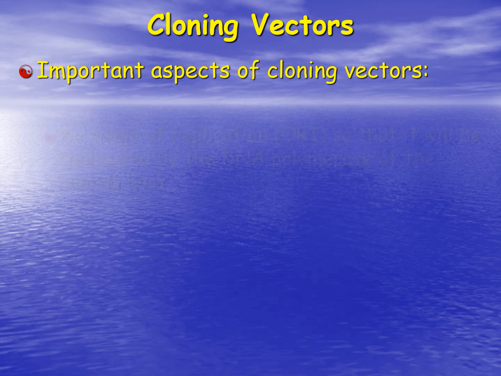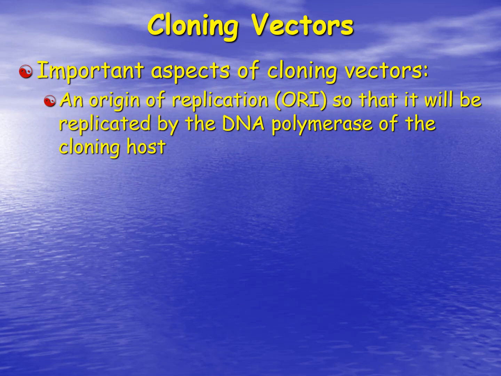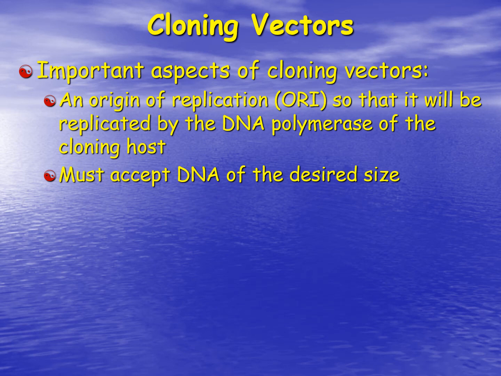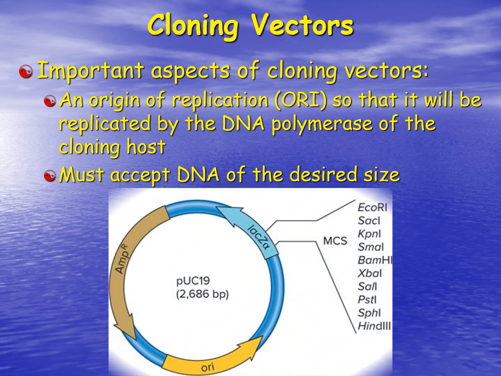Important aspects of these cloning vectors, usually we have an origin of replication, or an ORI, so that it will be replicated by the DNA polymerase of the cloning host intact. The cloning vector must accept the DNA of a desired size. So if we want to have so many base pairs, we have to pick a vector that is able to actually handle that particular size of our DNA that we want to clone.